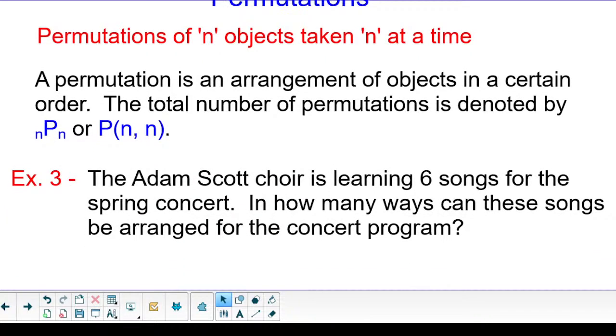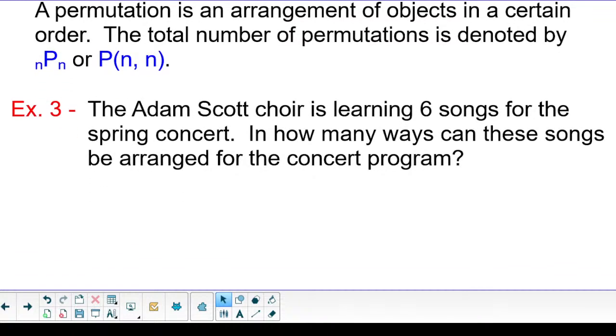So a permutation is an arrangement of objects in a certain order. The order matters. Okay? The total number of permutations is denoted by nPn. This is the notation I'll use. This P and N, I don't know if your textbook uses or not. I haven't looked yet. But the nPn is the notation that I will use. All right, so Adam Scott is learning 6 songs for the spring concert. How many ways can these songs be arranged for the concert program?